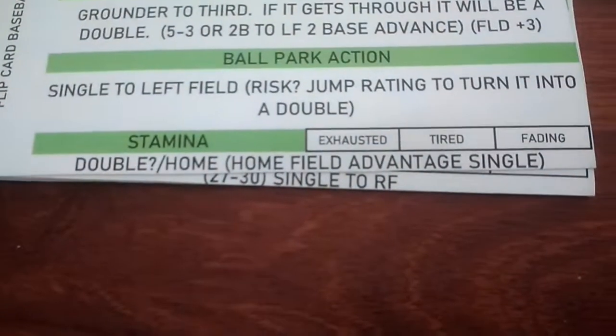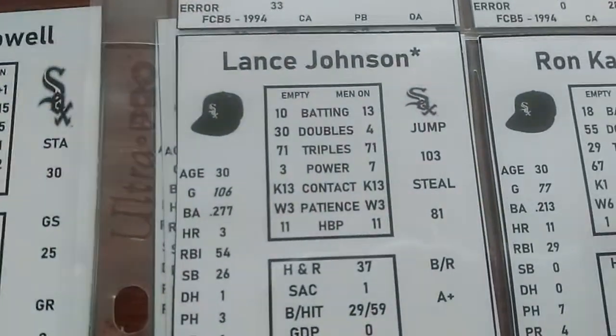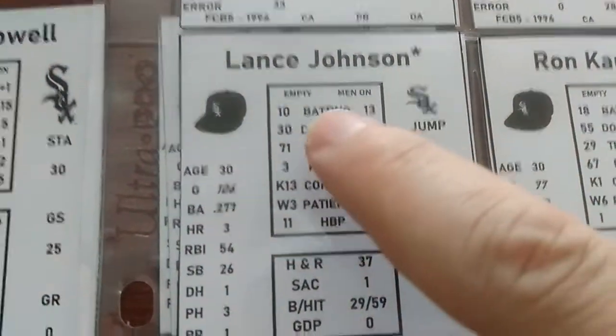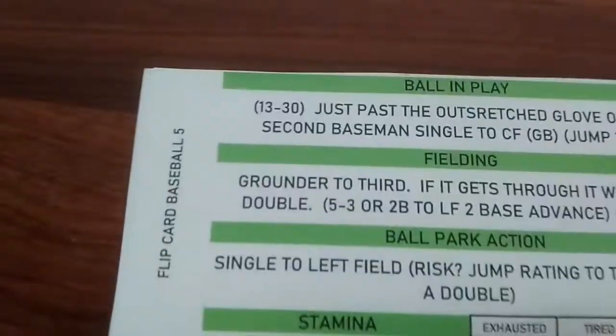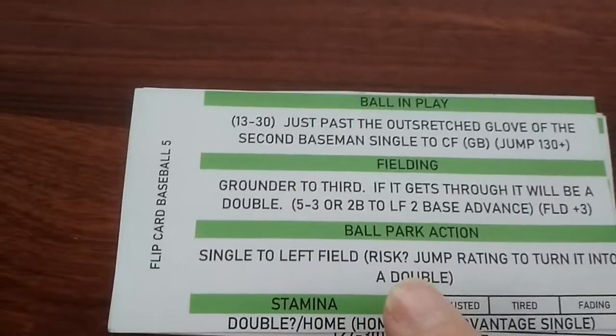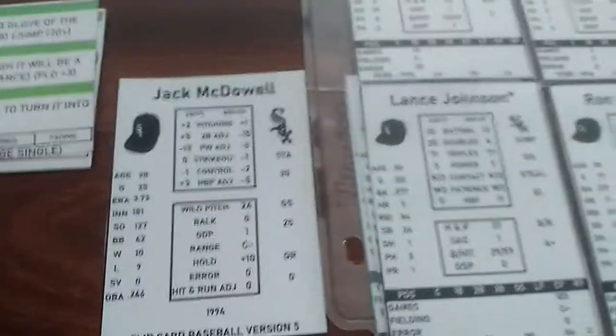See if I can find someone who's maybe a little bit less than that. Here we go. Say Lance Johnson was the batter. Now I know they're the same team. He's a bases empty batting of 10. Jack McDowell would give him a 2. That would make a 12. 12's not within the 13 to 30 range. It's a ground ball. Simple as that. That's how you get singles in the game.